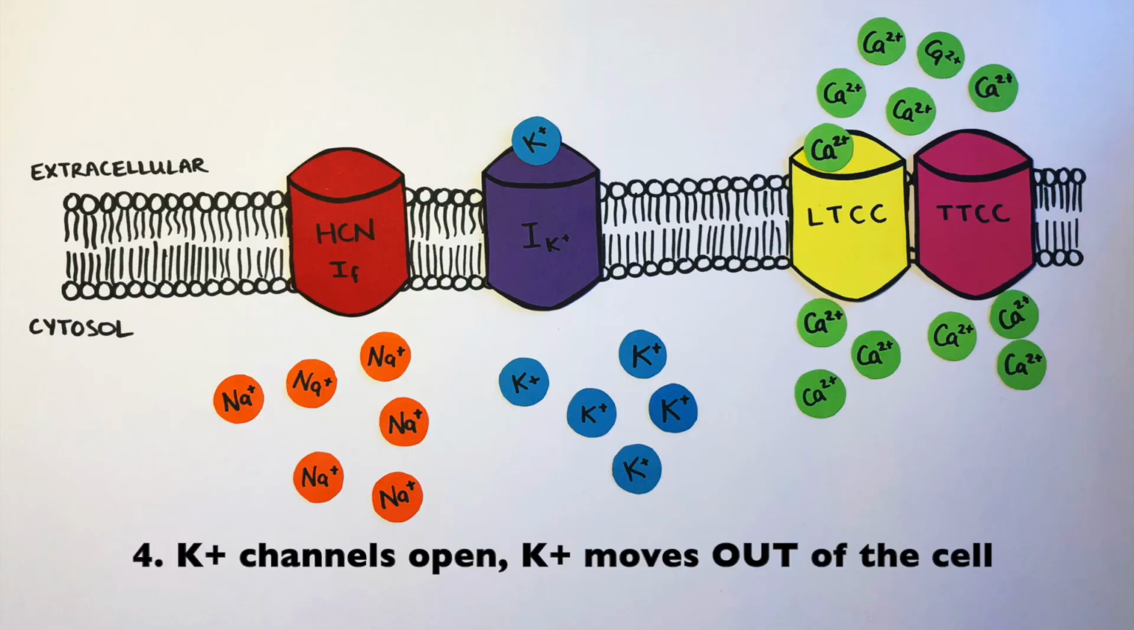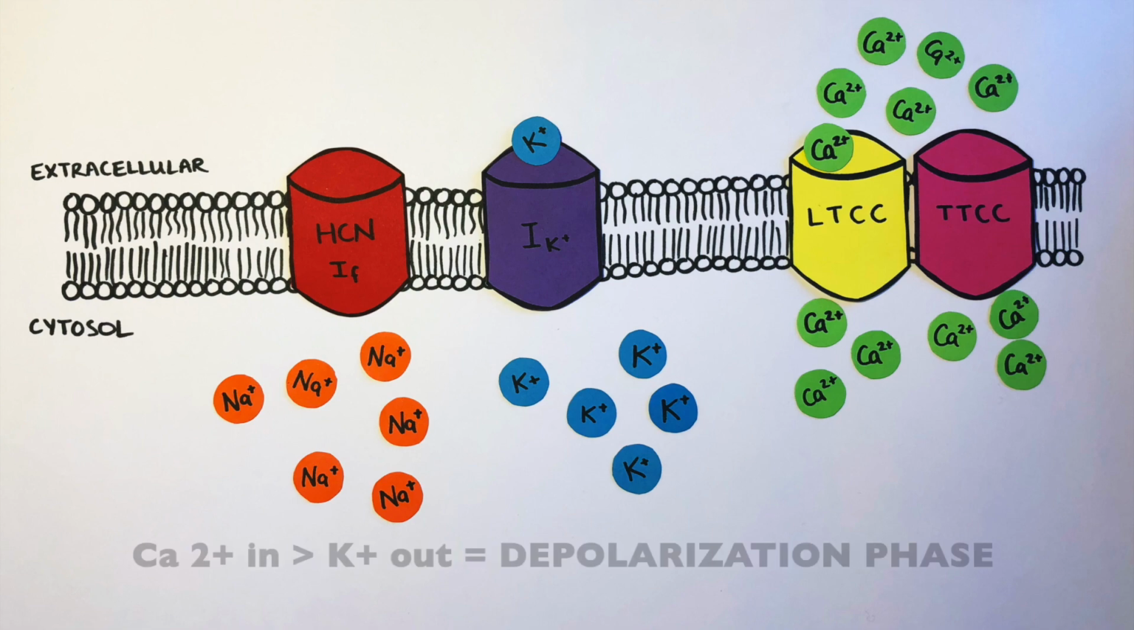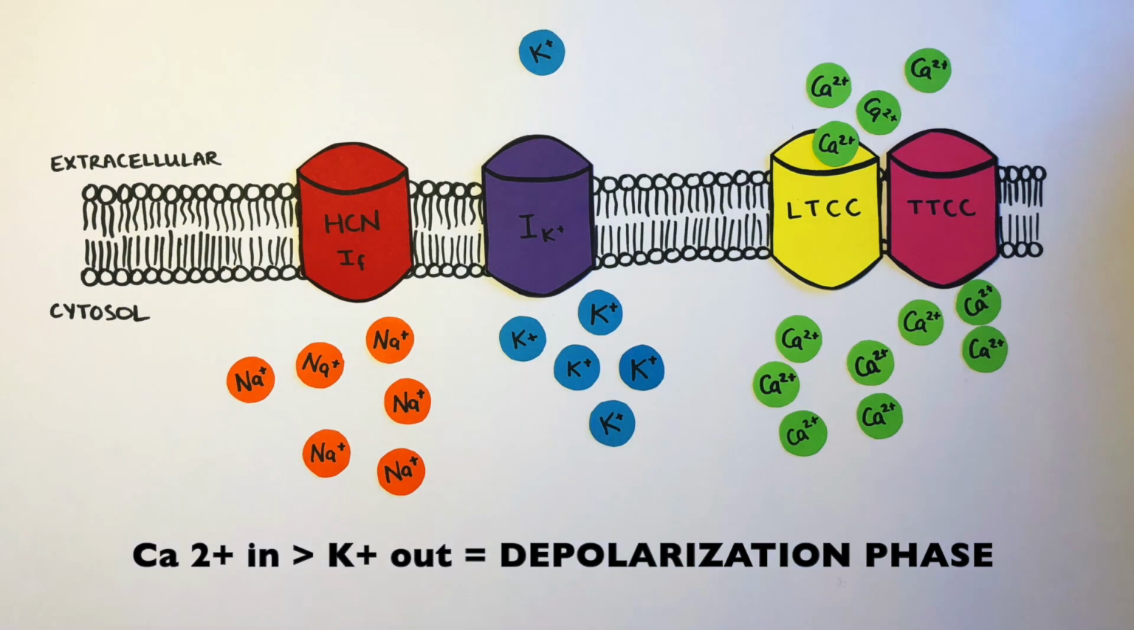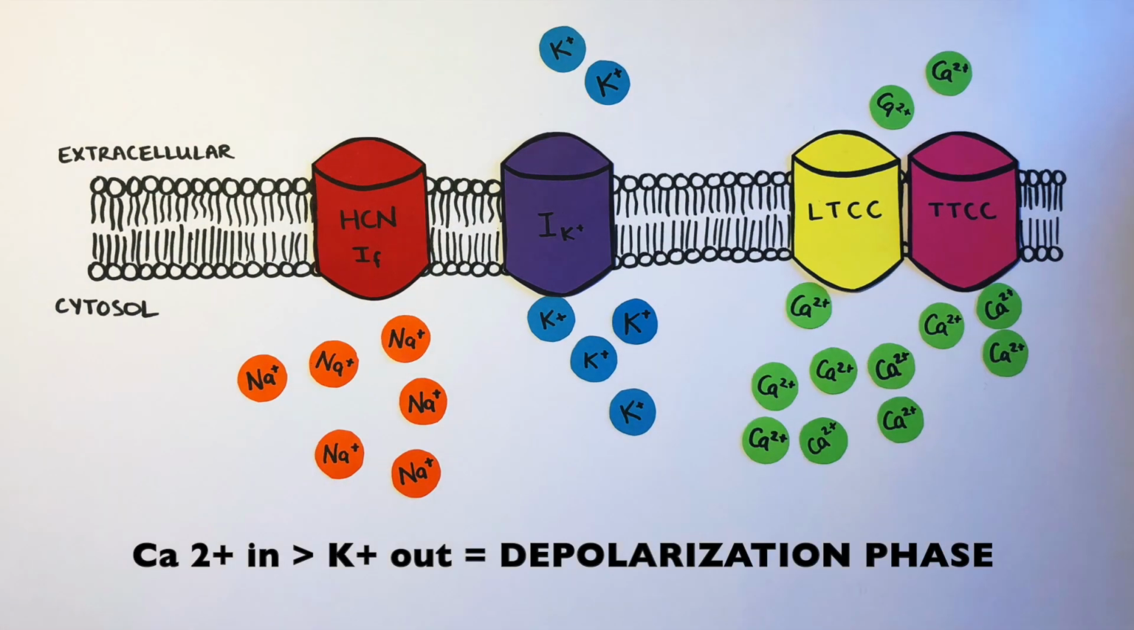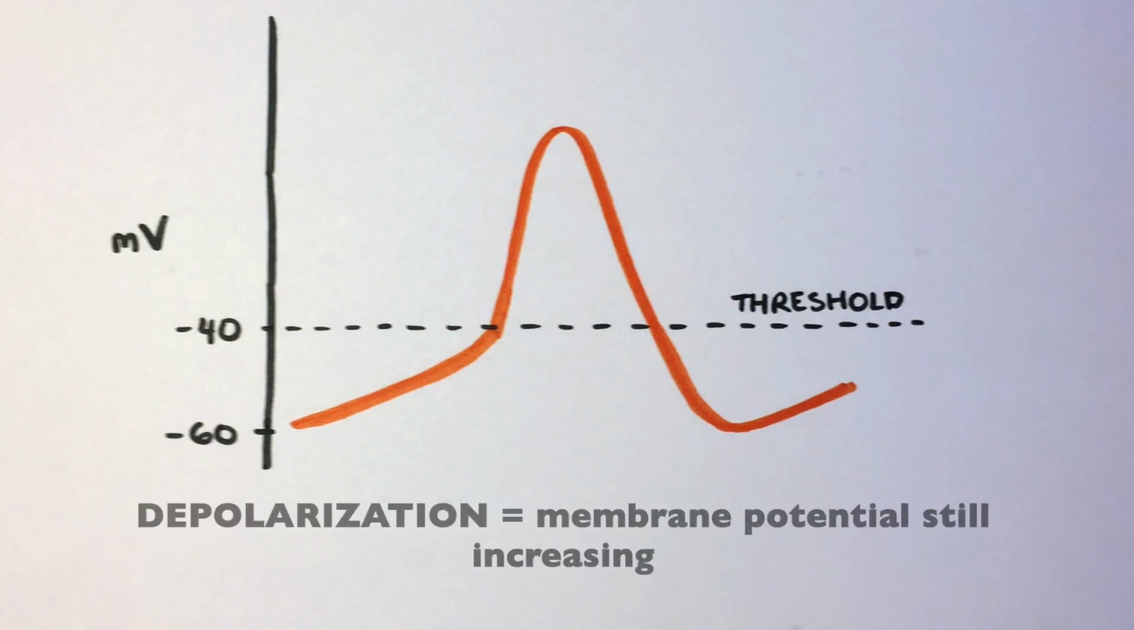During this depolarization, potassium channels open, causing potassium ions to move out of the cell. Early on in this action potential, more calcium is moving into the cell than potassium moving out. This results in a more positive charge inside the cell in a depolarization phase.